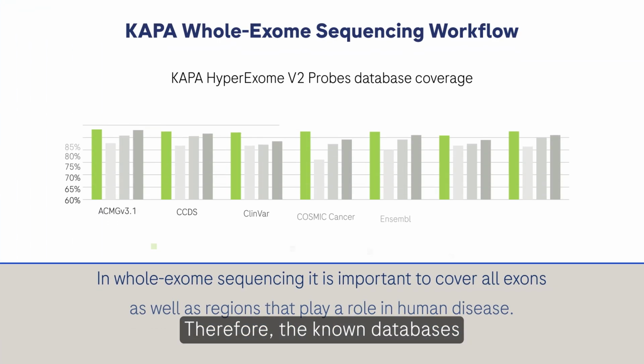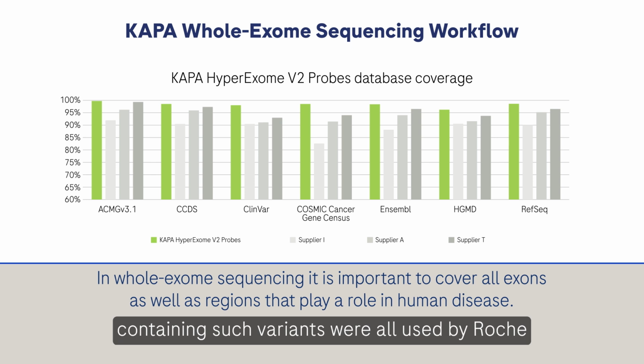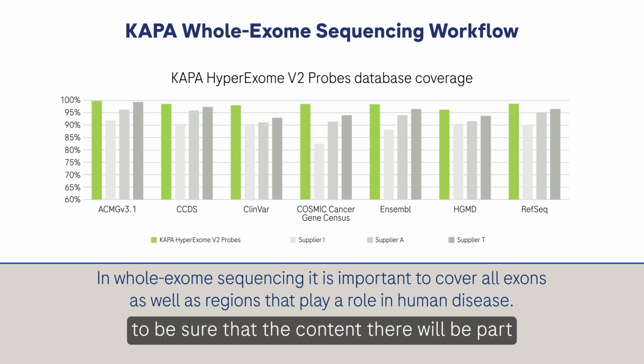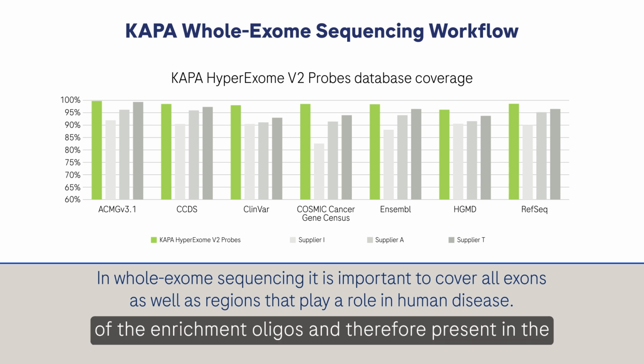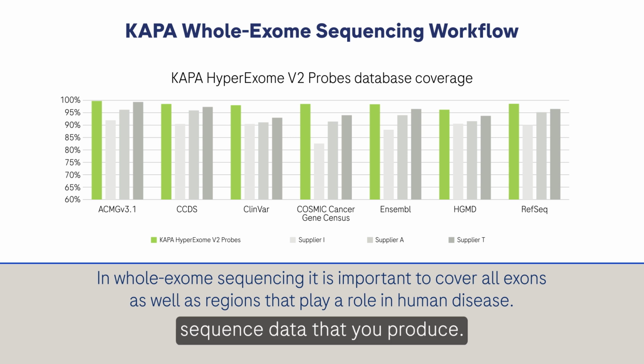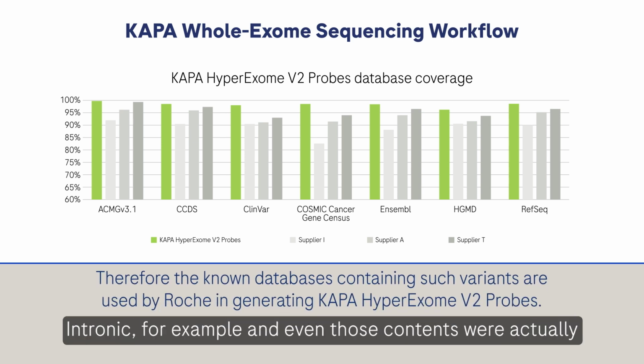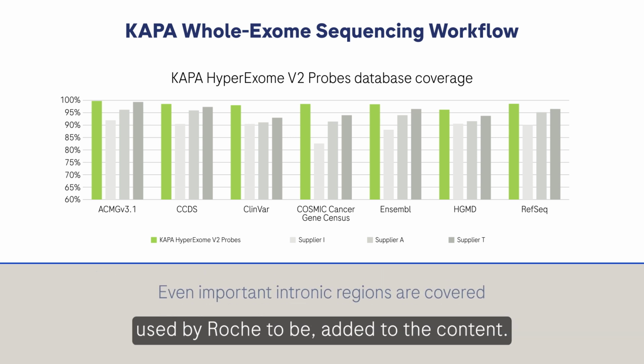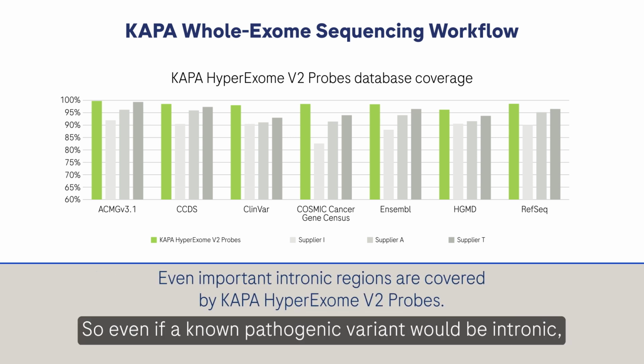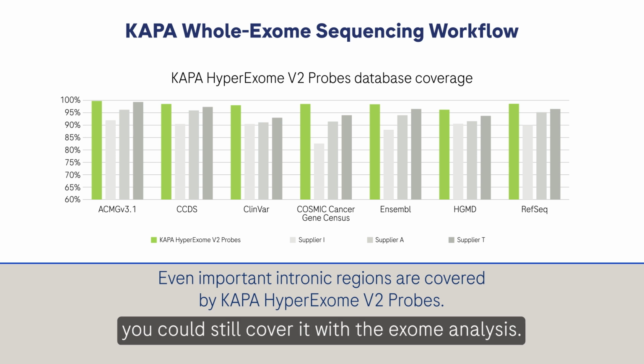Therefore, the known databases containing such variants were all used by Roche to be sure that the content will be part of the enrichment oligos and therefore present in the sequence data that you produce, especially HGMD, for example, RefSeq, but also ClinVar, intronic, for example, and even those contents were actually used by Roche to be added to the content. So even if a known pathogenic variant would be intronic, you could still cover it with the exome analysis.